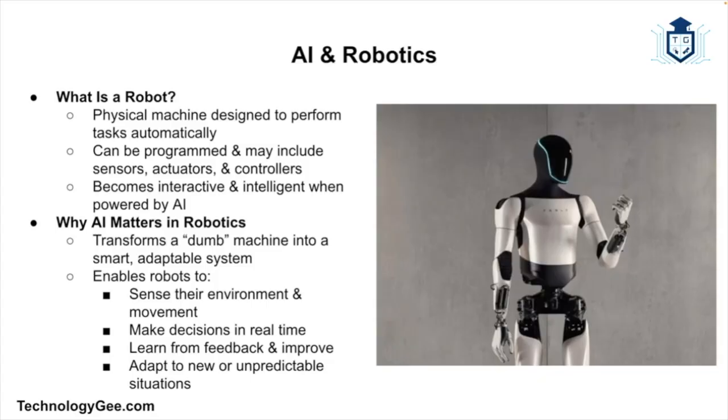So, exactly what is a robot? Well, a robot is a physical machine that can carry out a series of actions automatically, especially ones that are programmable and interactive. And when you add AI to the mix, suddenly your robot can sense its movement, make decisions, learn from feedback, and adapt to new situations. This turns a dumb machine into a smart, flexible agent.